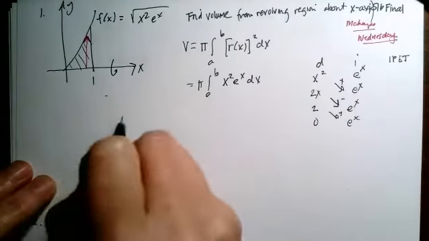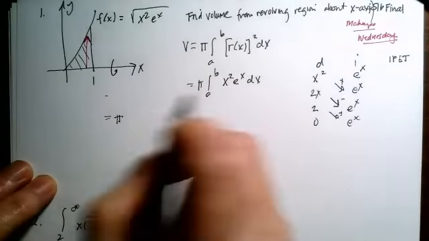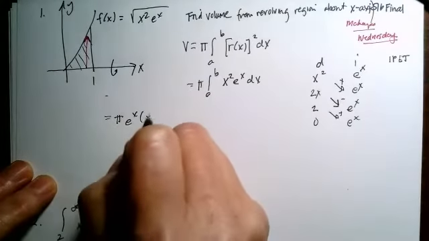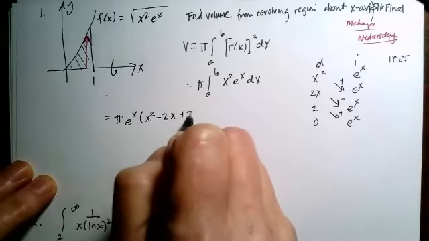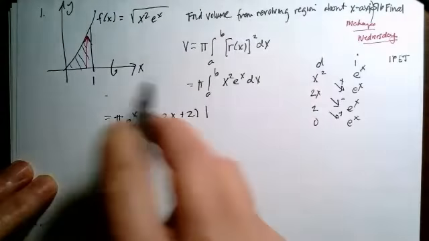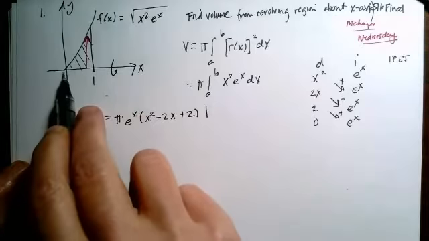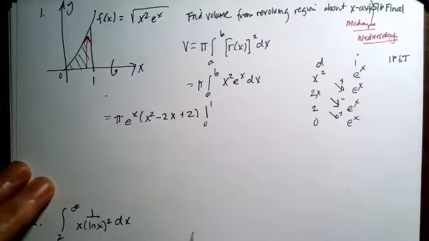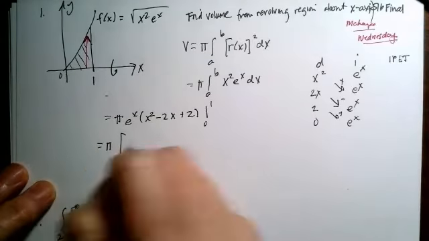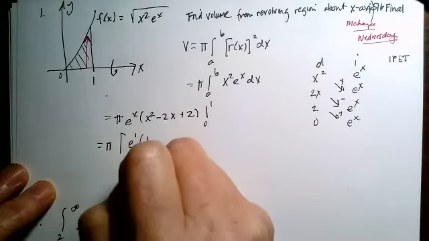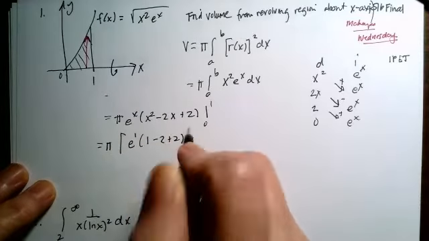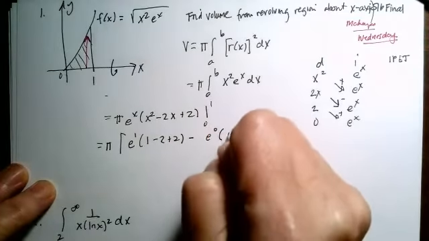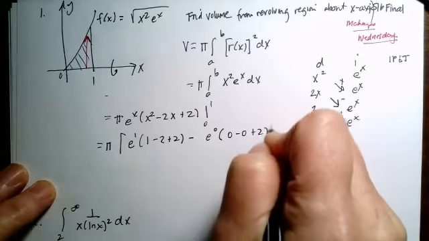Okay, so that's going to give us pi, and we'll have e to the x times x squared minus 2x plus 2. And a to b, what are our limits of integration? 0 to 1, right? Okay, so that's going to give us pi, then we'll have e to the 1 times 1 minus 2 plus 2 minus e to the 0 times 0 minus 0 plus 2.